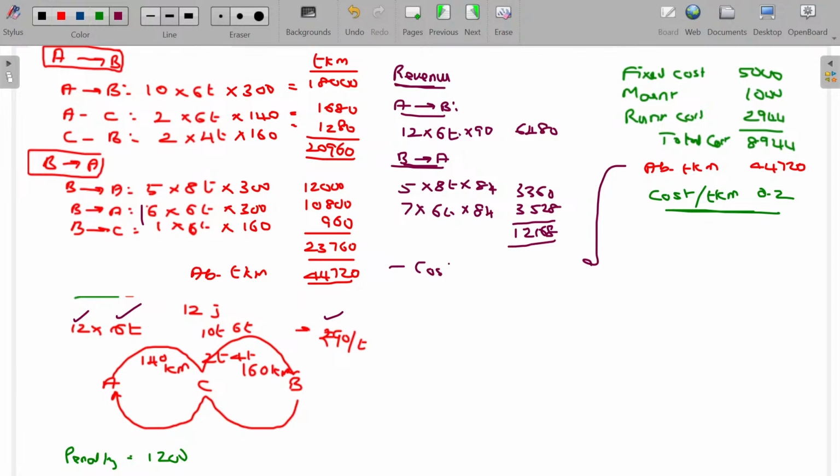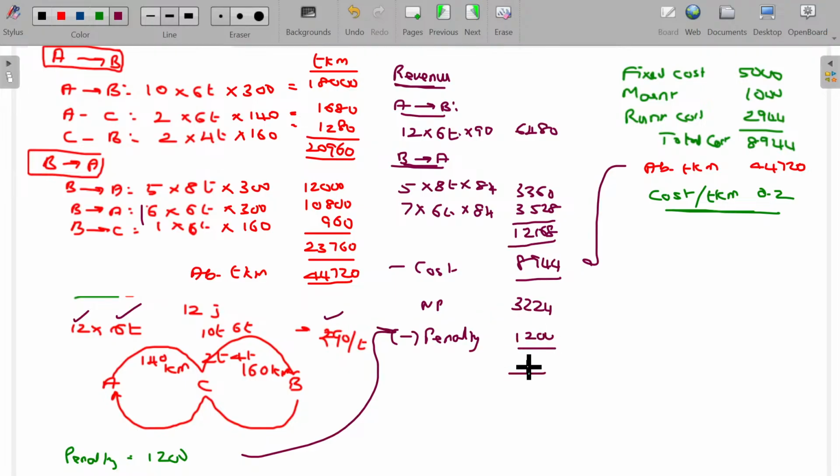Minus cost being 8,944. What about your net profit? 3,224. But you have to subtract the penalty. Penalty cannot be recovered. It is going to be debited to your P&L account. It's a violation, 1,200. This is debited to the P&L account only.